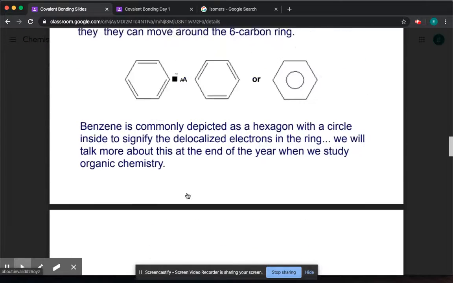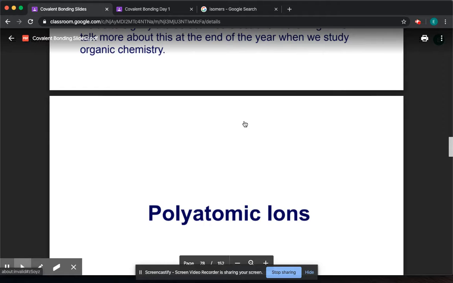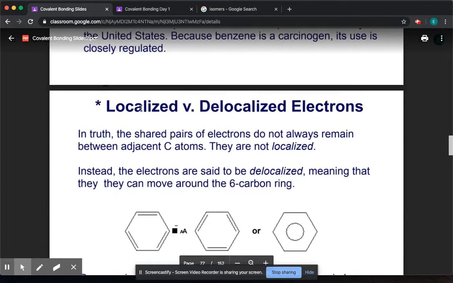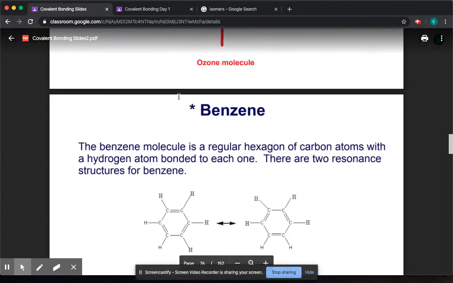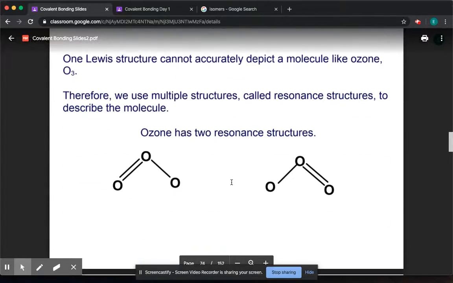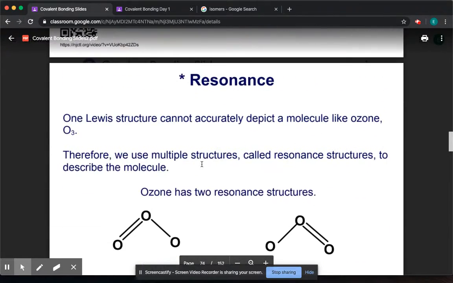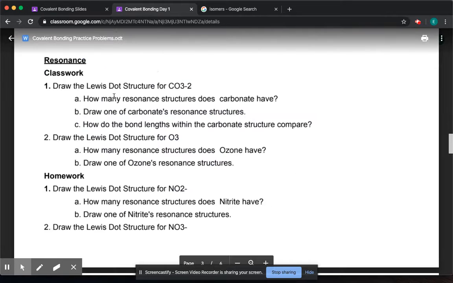The worksheet focuses on resonance, so I'm actually going to just stop here. There is more about polyatomic ions, but I'll leave that for you guys to go over. Okay, so if I go to the worksheet, I'm going to do classwork number 1 with you, and I'm going to do homework number 1 with you. Ozone is actually in the slides. So if you need help with ozone, just go back to the slides, and here they go through ozone with you. Okay, they show you where the resonance structures from ozone comes from. But I'm gonna do number 1 in the classwork and number 1 in the homework with you.